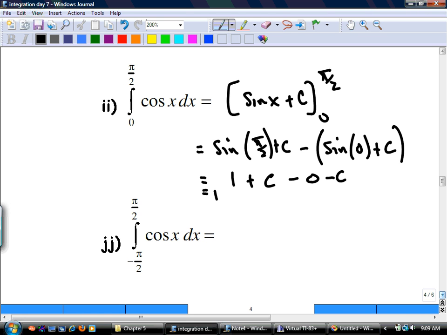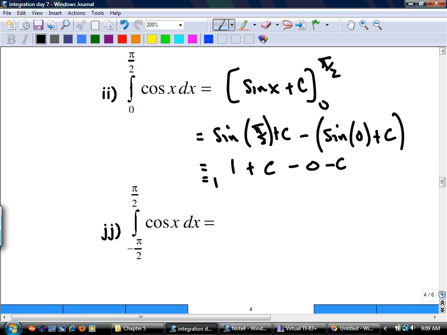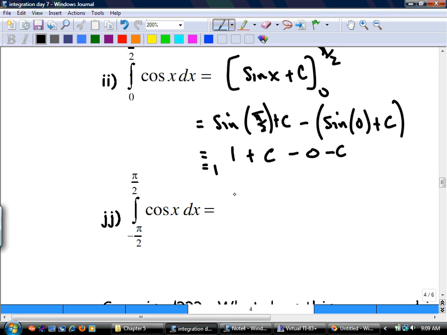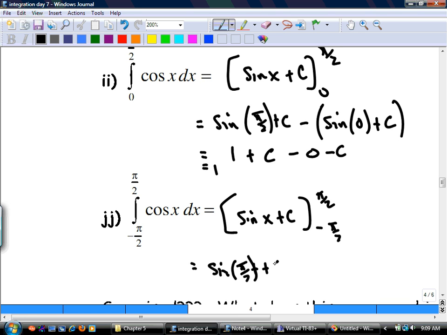Okay, cos of x from negative pi over 2 to positive pi over 2. Oh, yes. Okay, so what's the antiderivative of cos? Oh, wait, it's the same thing. So we'll just skip all those steps. So sine of x plus c, from negative pi over 2 to positive pi over 2: sine of pi over 2 plus c, minus sine of negative pi over 2 plus c.